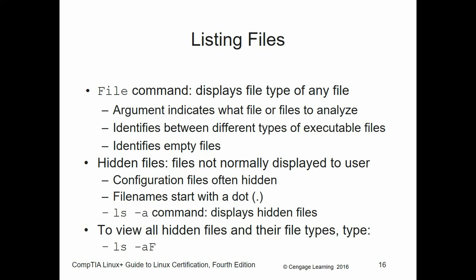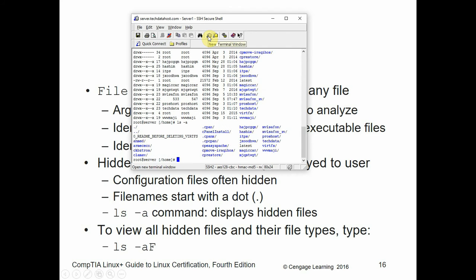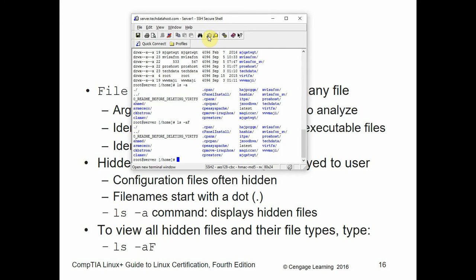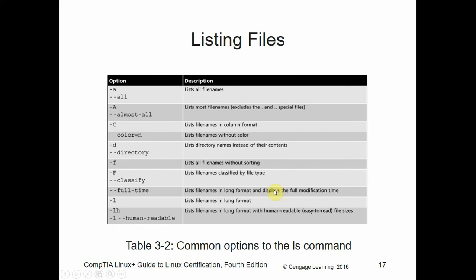The ls -a command displays hidden files. To view all hidden files and their file type, press ls -aF. So let me see if we have any hidden file over there. ls -a, I have one hidden file, so ls -aF, and these are the files that we are talking about, some of them hidden. And these are the options, you have them in the slides that I already uploaded.